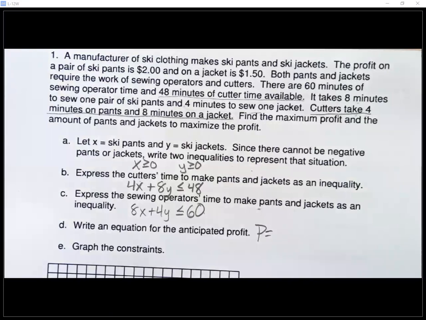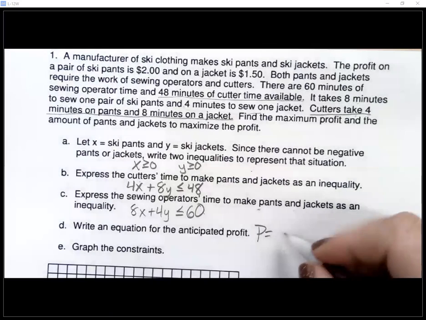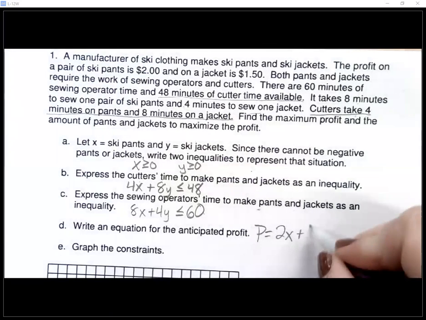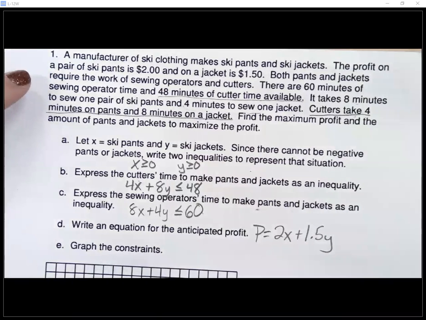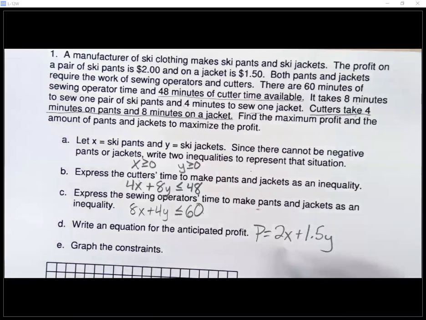Nathan, you got it? You got it. If we go all the way back, the second sentence says the profit on a pair of pants is $2, the jacket is $1.50. So I'm going to make $2 times however many pants that I create. And I'm going to do $1.50 times however many jackets I end up making. So there's my objective function. And now we know what to do. I have all my constraints. I just have to graph them, take those vertices, pop them in.